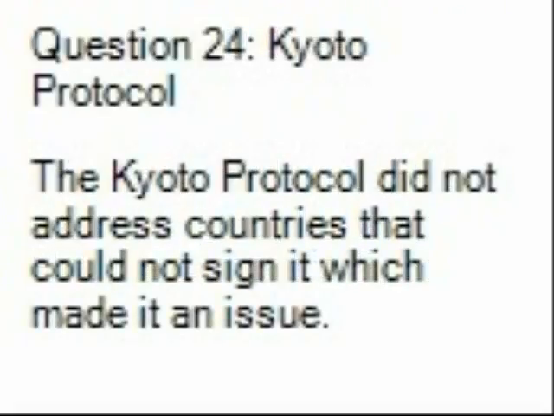Question 24 was about the Kyoto Protocol, and the statement that wasn't true was that countries that signed it are not working. They are actually working on trying to reduce emissions, but overall the Kyoto Protocol was not successful.